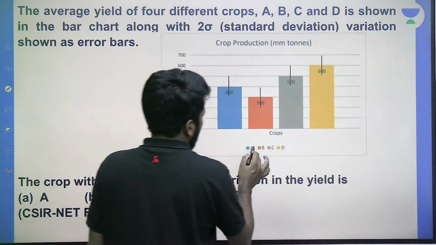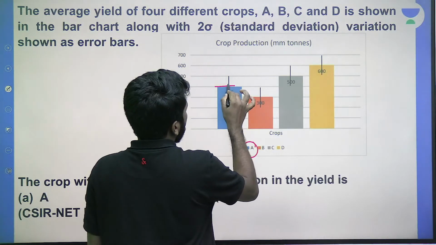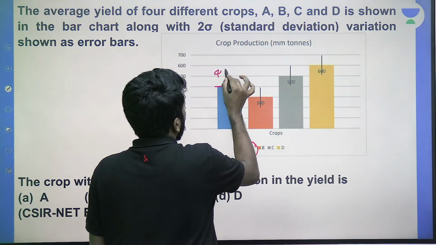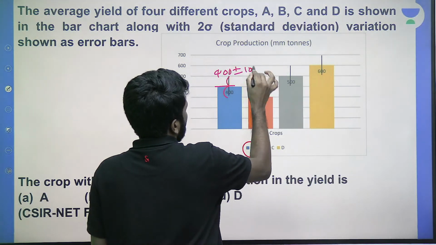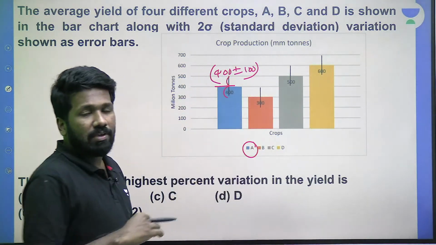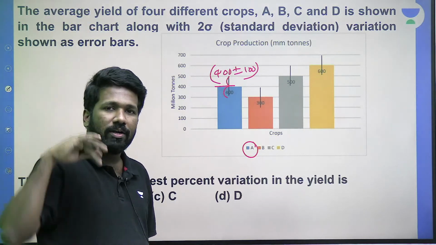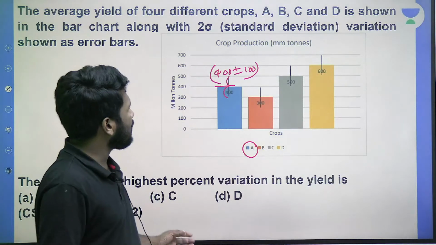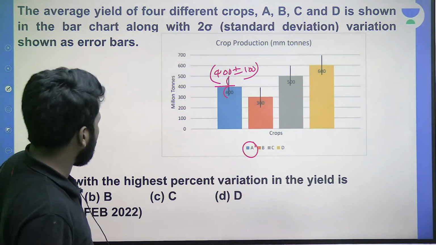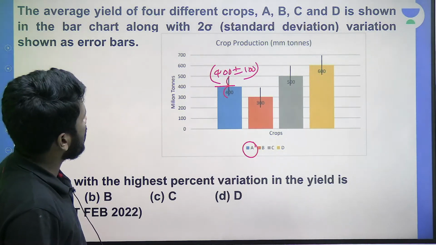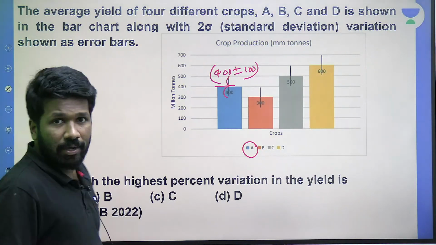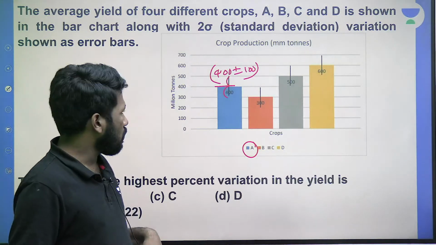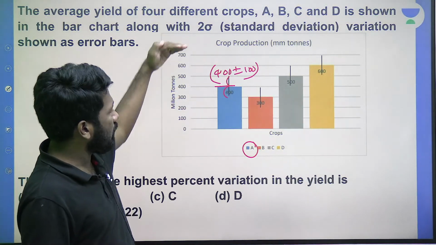For example, for crop A, 400 up to 500, down to 300. That means it is 400 plus or minus 100, we can say. That means there can be a variation of 100 above, 100 below, more or less. Because it is actually the data of a very big sample. We don't know, maybe different crops of a big country or a big state. So definitely it can vary. So it can be 400 plus 100, minus 100.